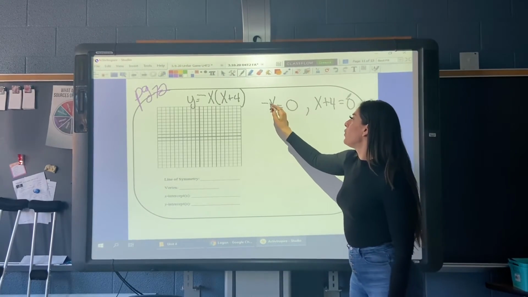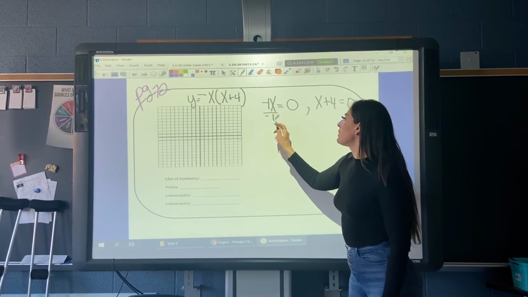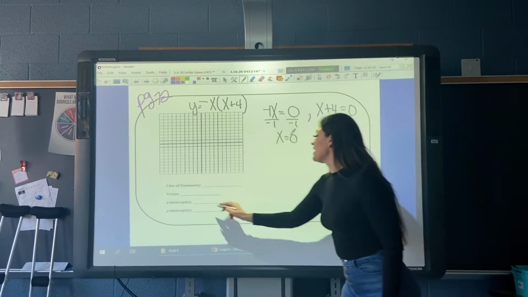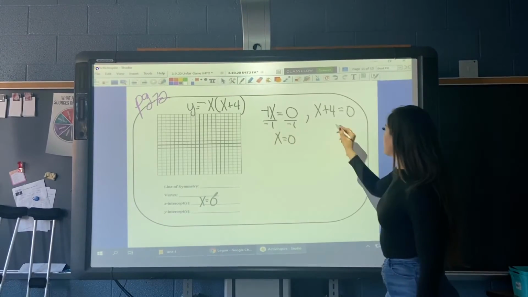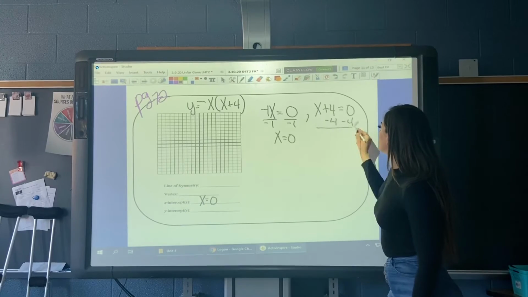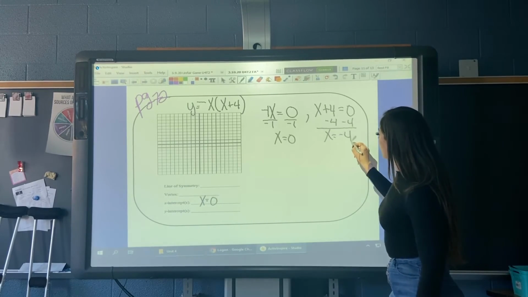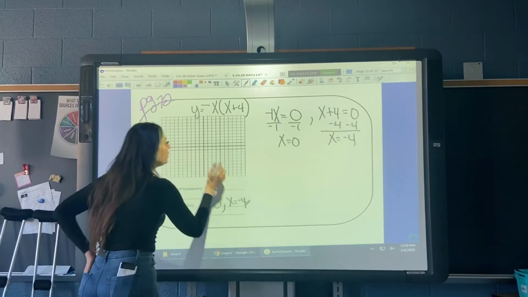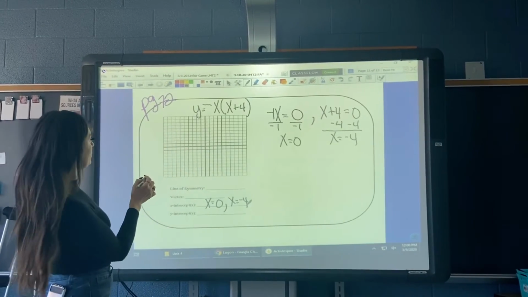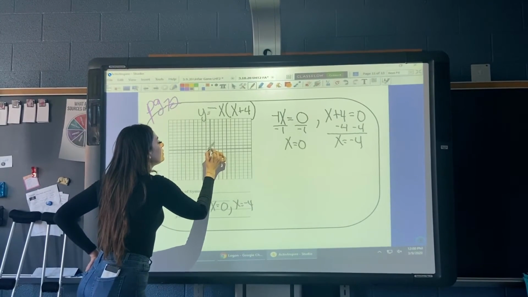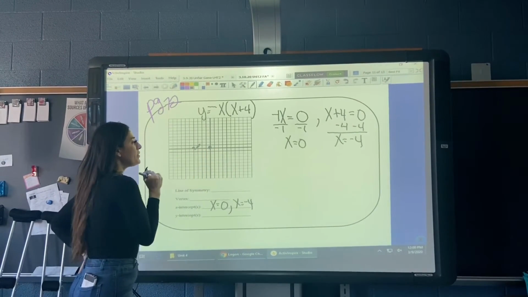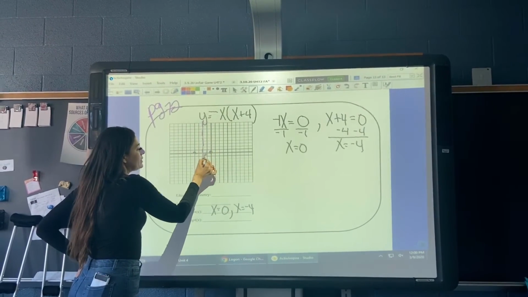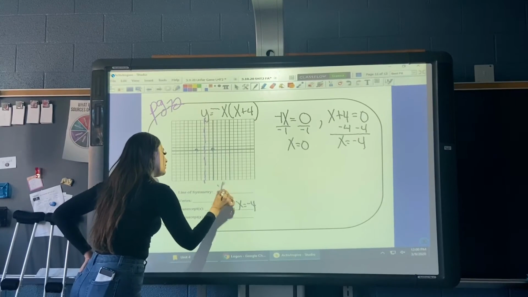This is like -1 equals 0, so technically I'm dividing by -1, but it's still gonna be X equals 0 as my first X-intercept. My next one, I'm gonna subtract 4 on both sides. X equals -4. So plot those 2 points. X equals 0, X equals -4. So 0 and then -4. Right in between those two is my line of symmetry. So going down the middle at X equals -2.